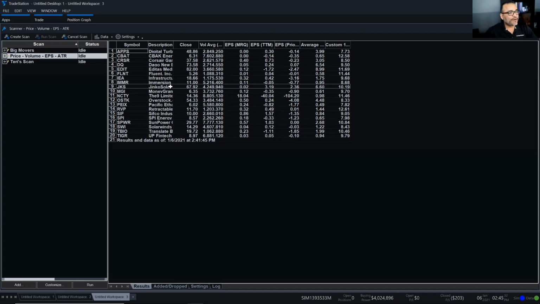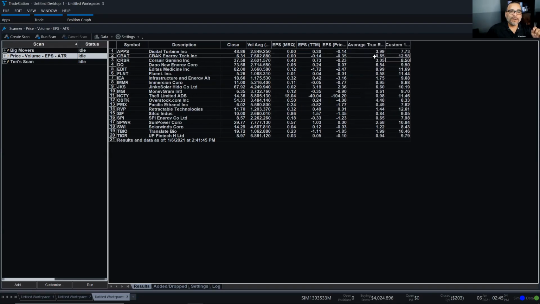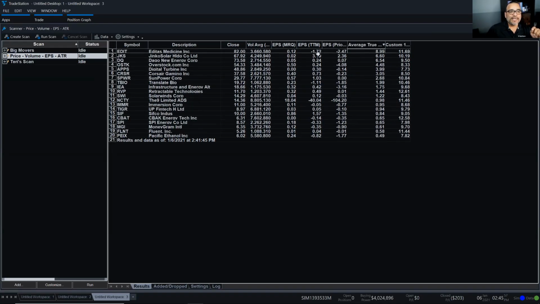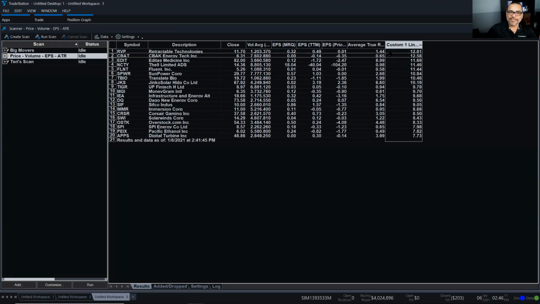Let's go ahead and take a look over here. The results came back. You see the list of symbols. You see how many symbols are here? Only 20. Why? Because I told the scanner to give me the top 20. So if I look at these symbols, let me resize the description. Let's look at the average true range. If I sort by average true range, you can see the top one is EDIT. This is the one that we saw before we ran the actual custom study. But if I sort by my custom study, EDIT is not the top of the list anymore.